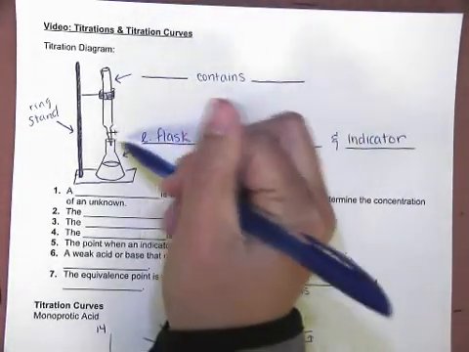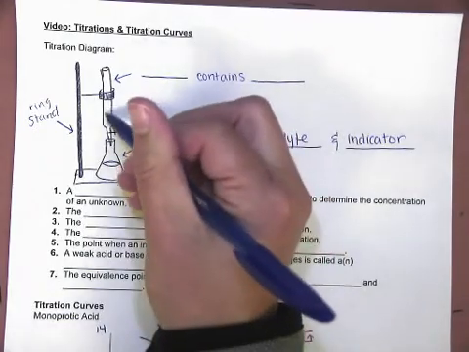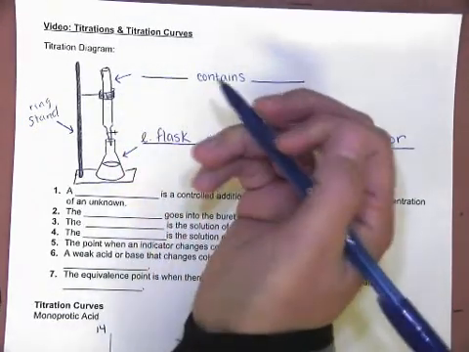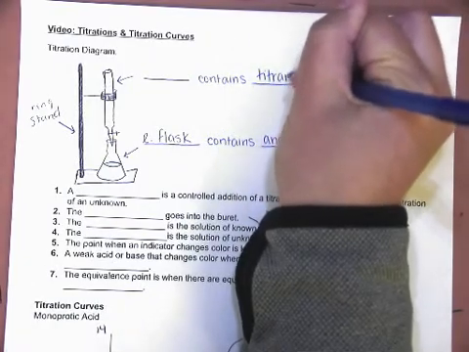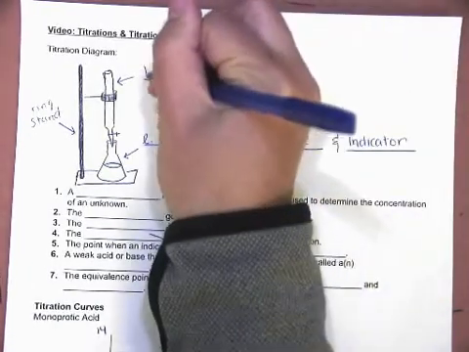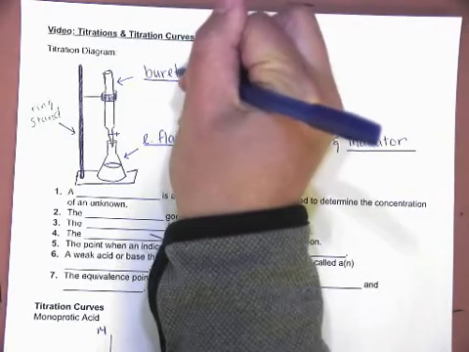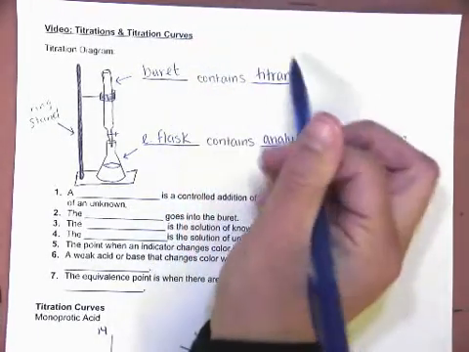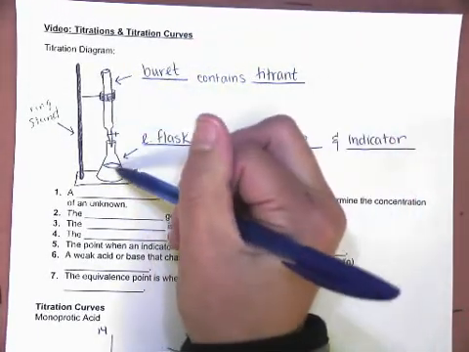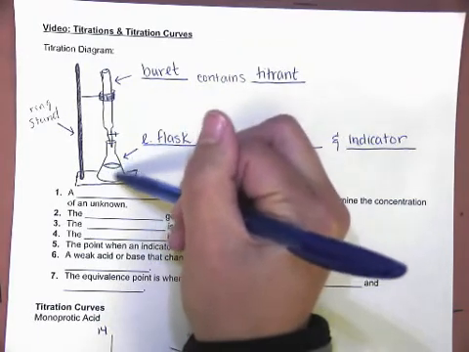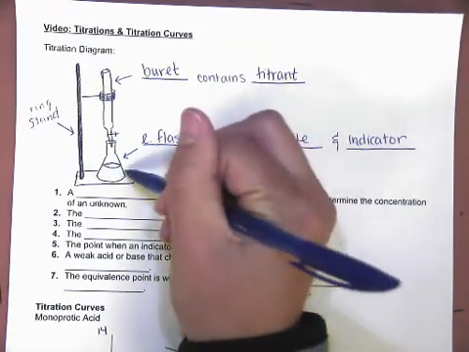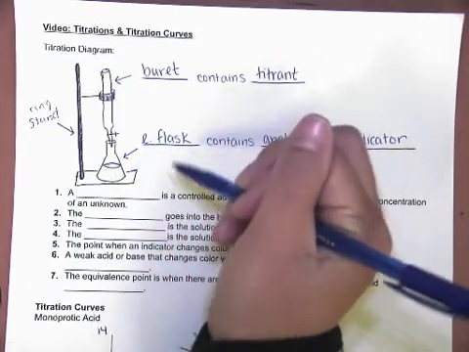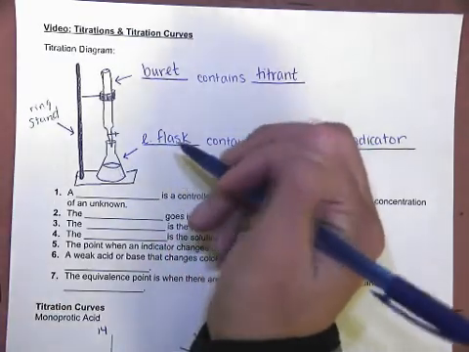The purpose of a titration is to use some sort of liquid of known concentration, which is a titrant, in a burette, and you're going to put some of this into our unknown concentration solution, which is an analyte, to be able to determine the pH or concentration of our analyte.